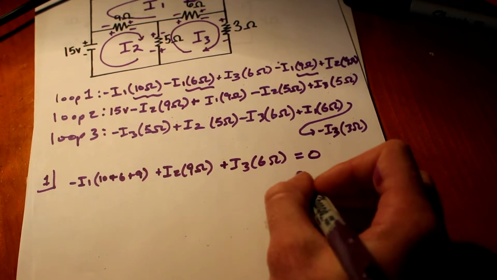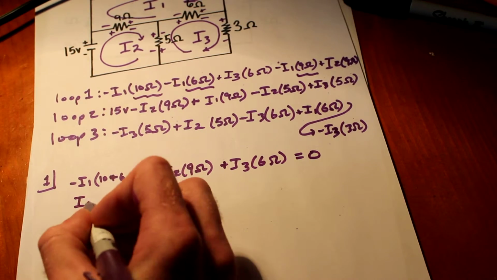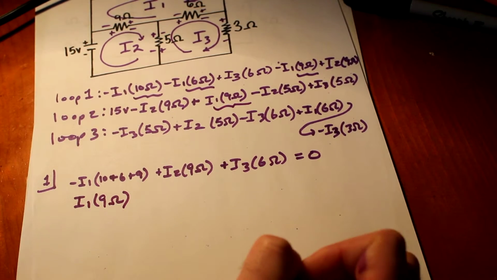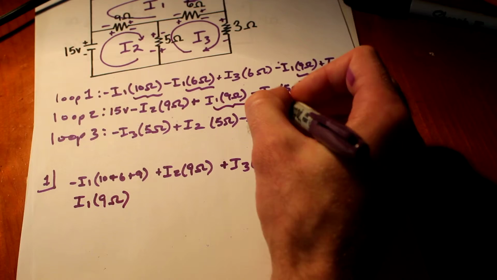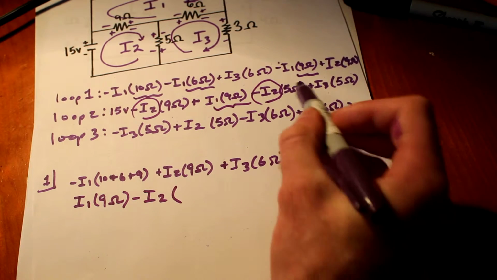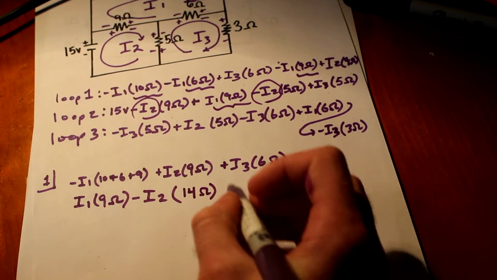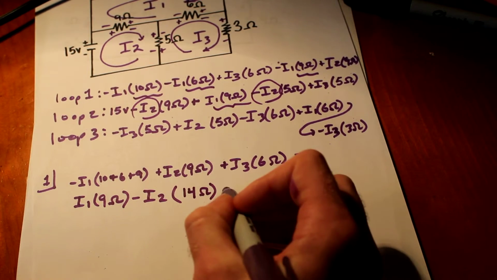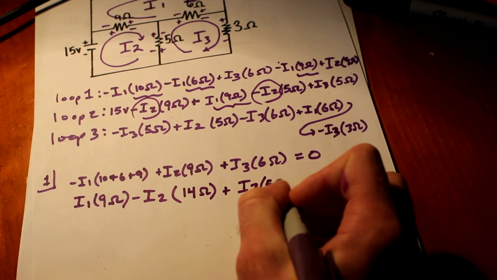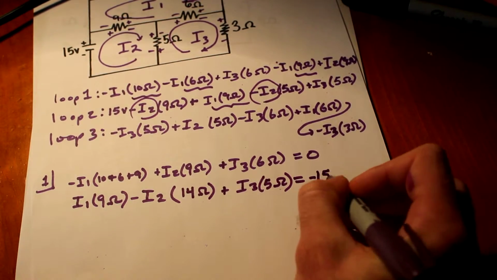Next one, we'll put our I1 in the I1 position. I think the only I1 we have is 9 ohms, so we'll put 9 ohms there, okay? Then we have an I2 here and an I2 here, so we'll go minus I2, and that's 5 plus 9, so we'll go 14 ohms, okay? And what else do we have? We have plus I3 times 5 ohms, okay? So that looks good so far, and we have a voltage there, so it'll be minus 15 because we're changing sides.